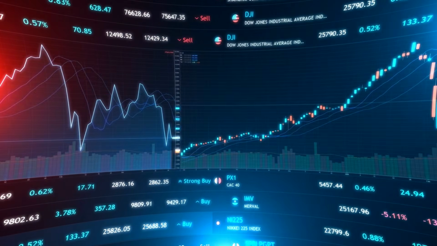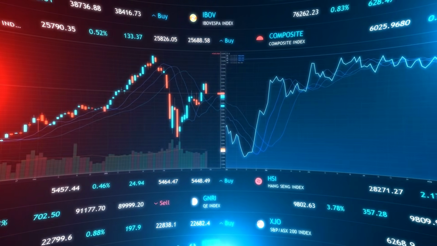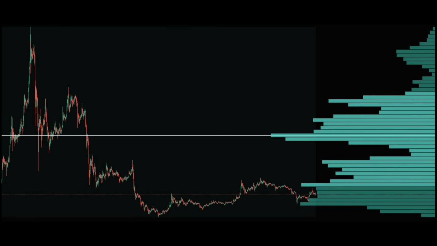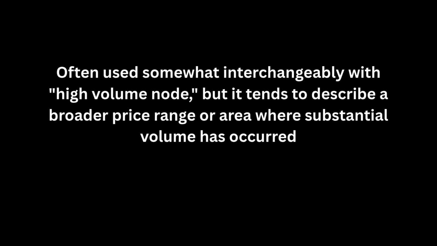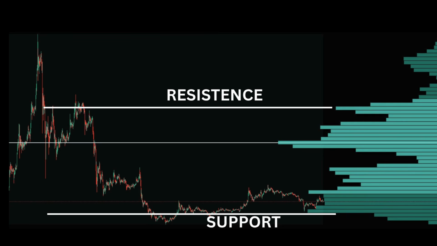One of the most insightful features of the fixed range volume profile, FRVP, is the identification of volume shelves. These are areas on the chart where trading activity has been highly concentrated at specific price levels, creating a "shelf-like" appearance on the volume histogram. Volume shelves are horizontal areas on the volume profile where a significant amount of trading has occurred, indicating strong interest and agreement between buyers and sellers at those price levels. These shelves often act as robust support or resistance zones.